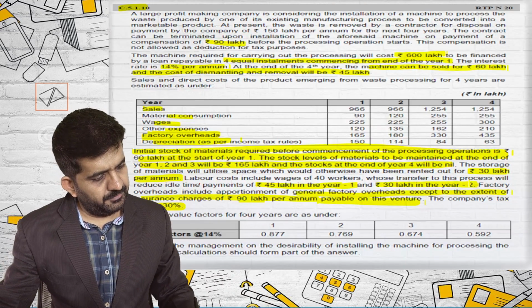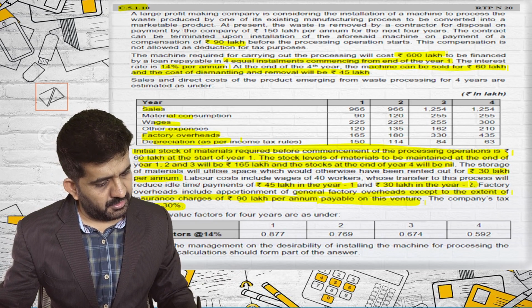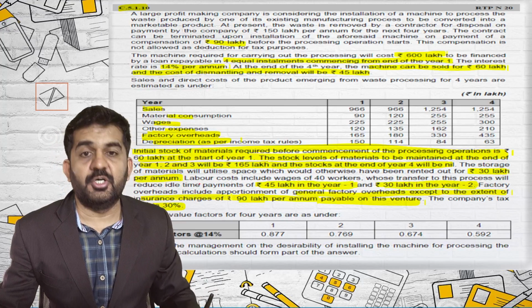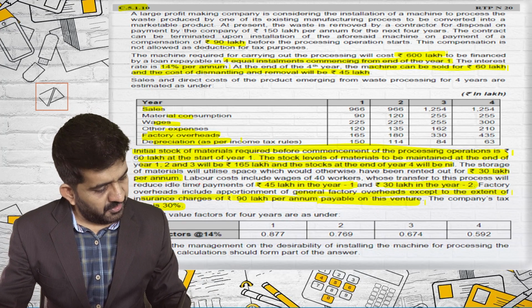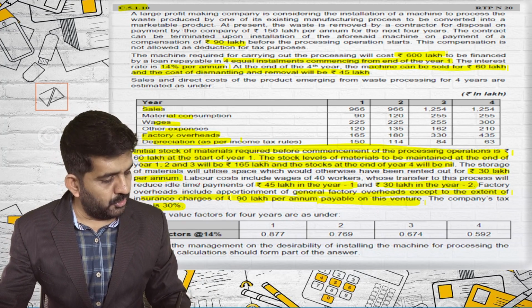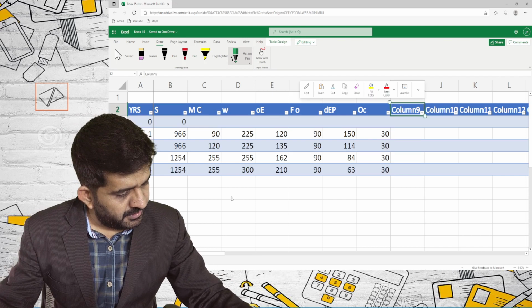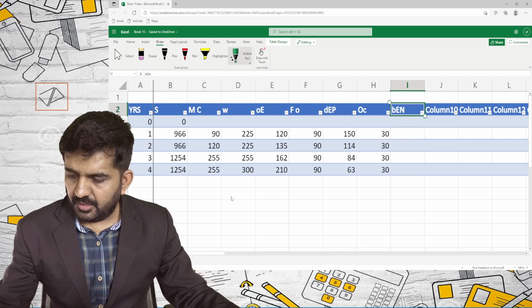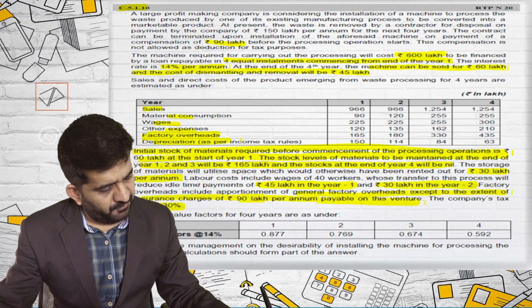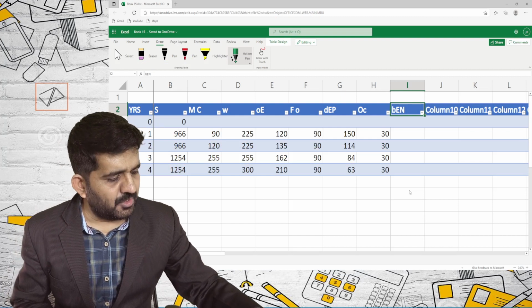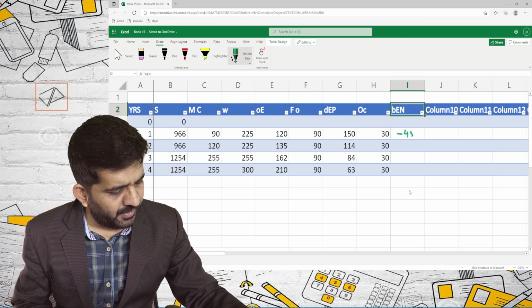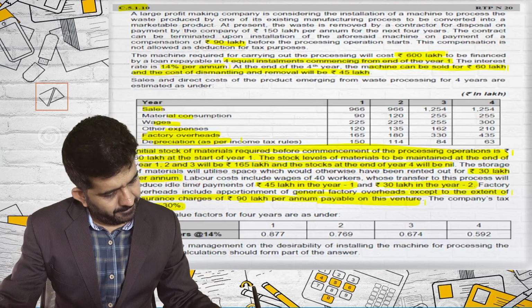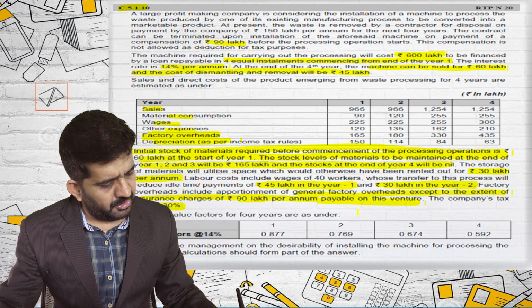Next is idle time wages which are saved. Over here, 45 lakhs in year 1 and 30 lakhs in year 2. This is your benefit due to idle time. If I want to consider it as a cost, it is minus 45 in year 1 and minus 30 in year 2.